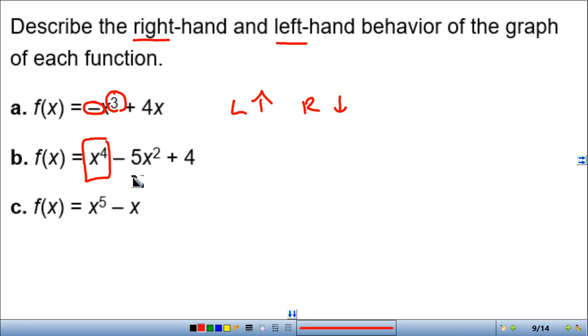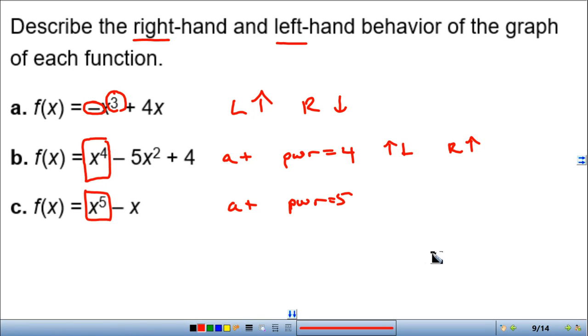Let's look at this one, x to the fourth. So a is positive, and the power is 4, so it's even. So on the left, it's going to climb up, and on the right, it's going to climb up. For this one, I have x to the fifth, so a is positive, the power is 5. So I know that on the left, it's going to go down, and on the right, it's going to go up. It's going to look something like that.